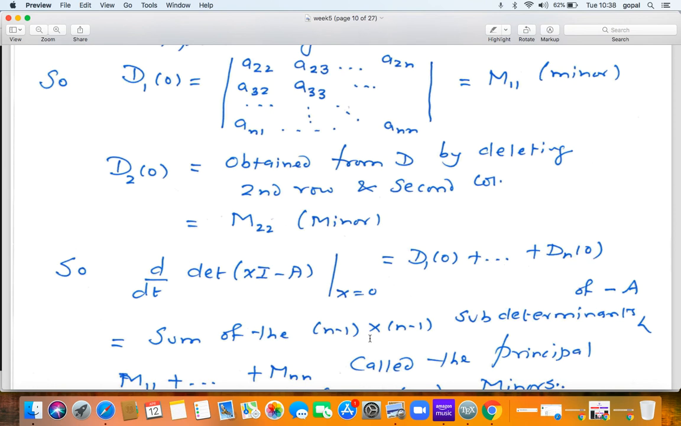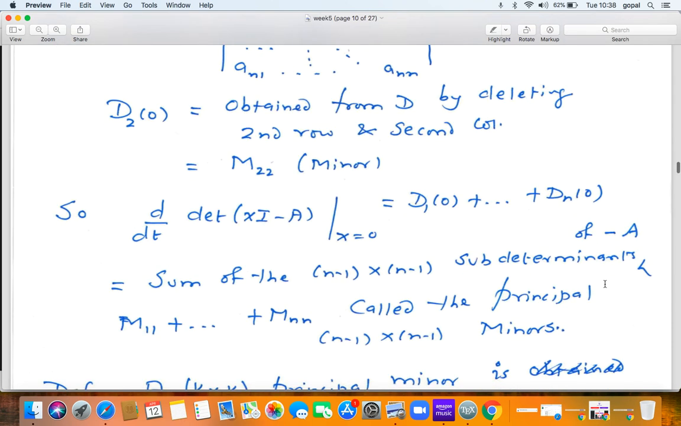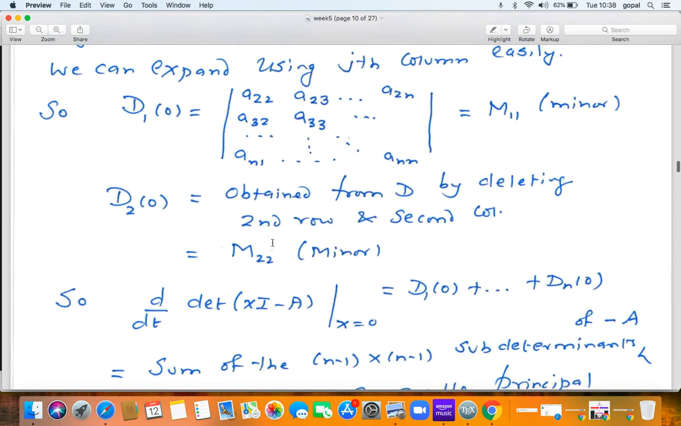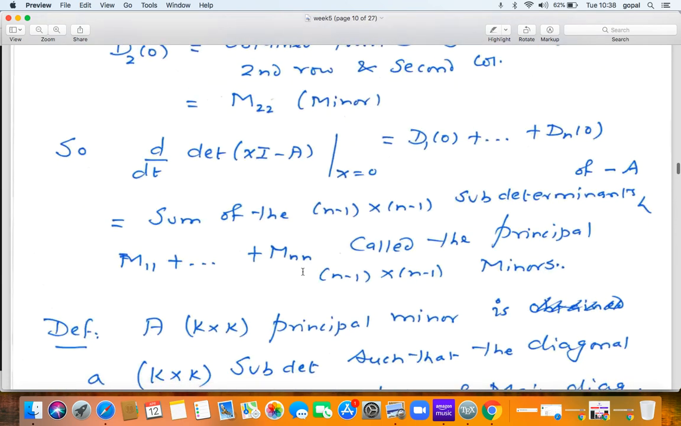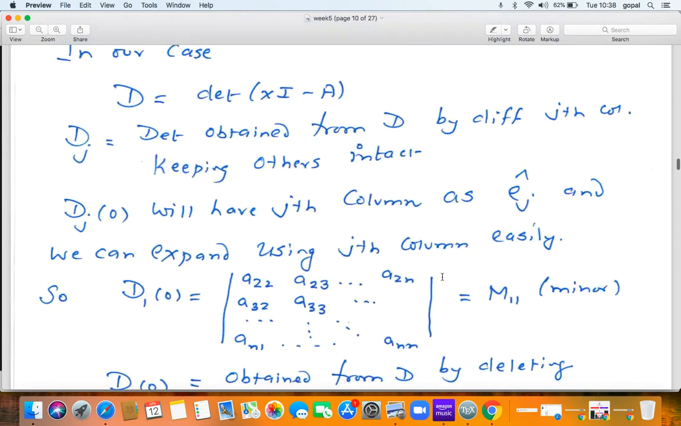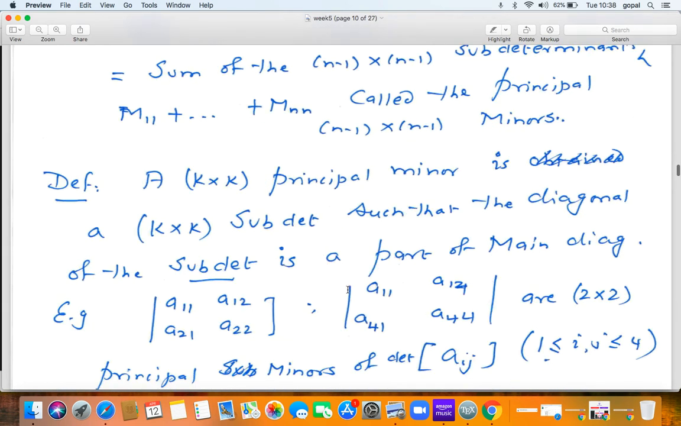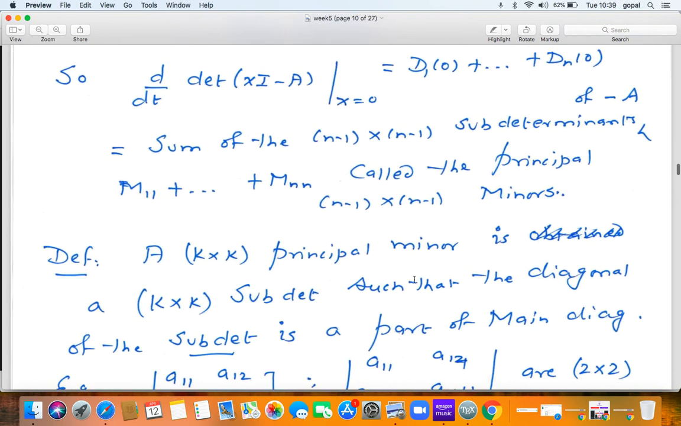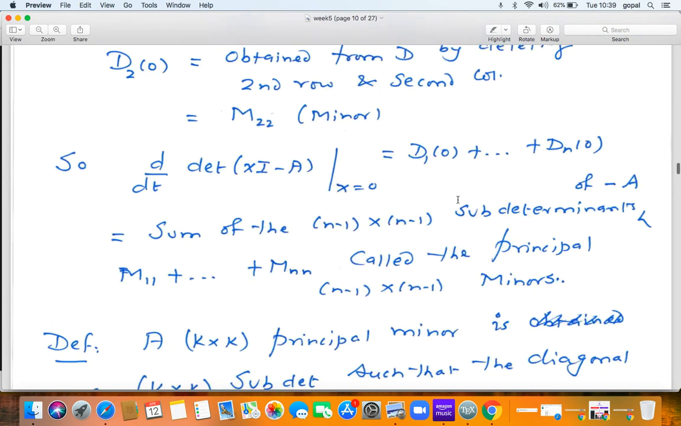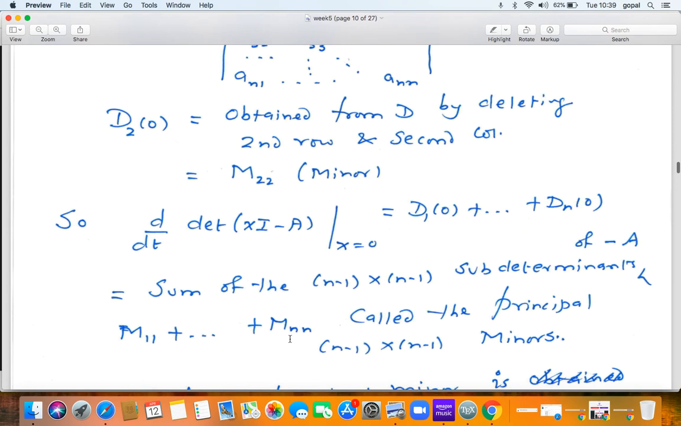That will be the sum of the n minus 1 by n minus 1 subdeterminants of minus A. They are called the principal minors. So what is going to happen is that it will be the sum of the n minus 1 by n minus 1 principal minors. These M11, M22, Mnn are called the principal minors, and their sum is called the sum of the n minus 1 by n minus 1 principal minors, and that is going to be the coefficient.